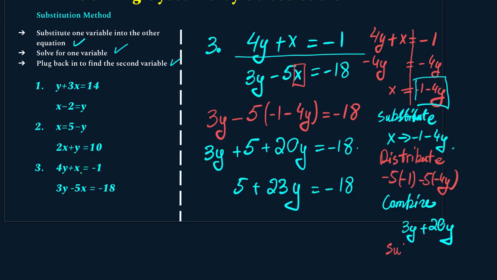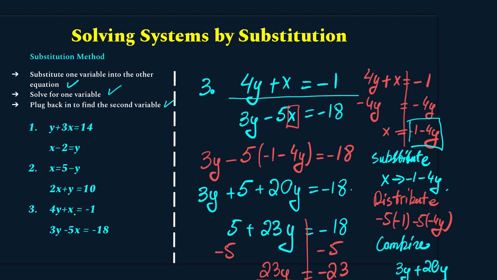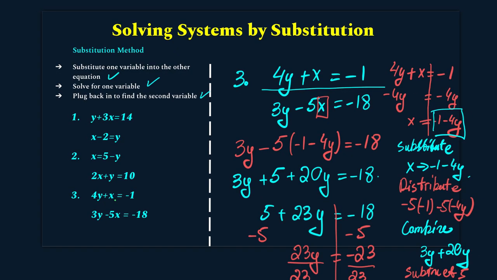All right, we're left with subtracting 5 from both sides, and 23y equals negative 23. Divide both sides by 23, and so our y equals negative 1. All right, let's go ahead and write that down. So our x is unknown, but our y is negative 1. And now we're going to plug in the y to find the x value.